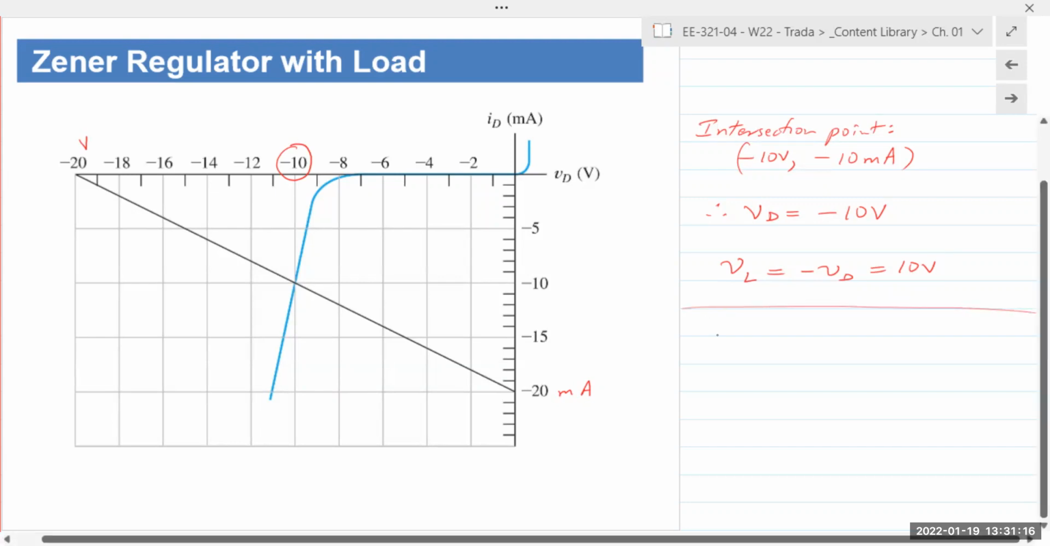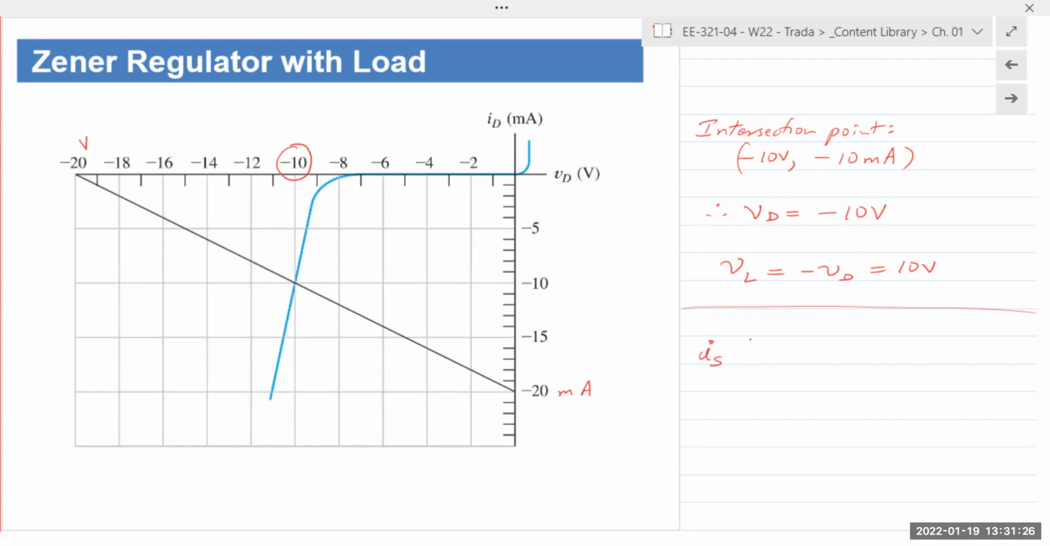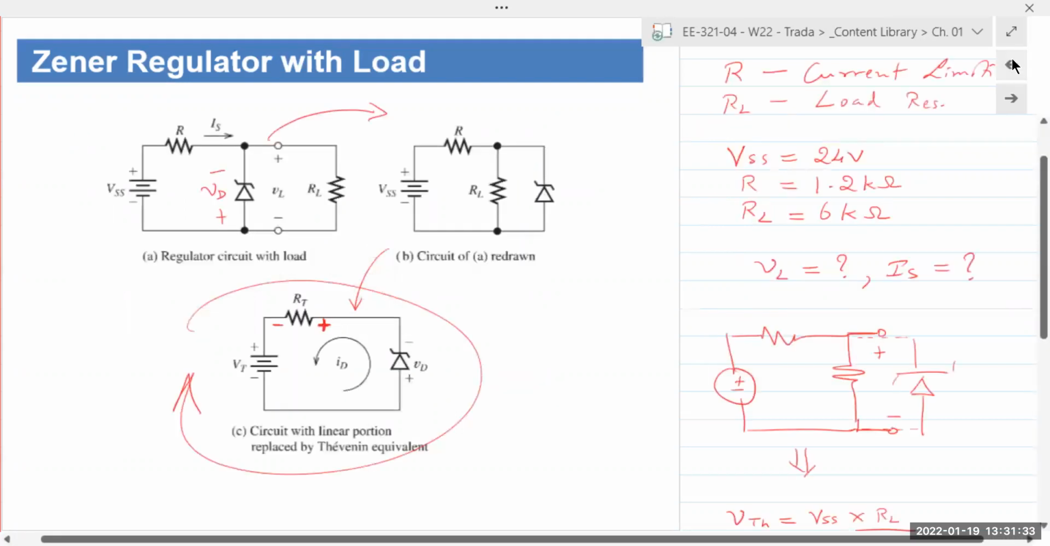Now, finding the total source current, IS: you find the voltage across the current limiting resistor, apply Ohm's law, and you can solve it from there. If you go back to that circuit, IS is the current being supplied by the source. It is also the current that goes through that resistor R, so it causes a voltage drop across that resistor. Let's call it VR.